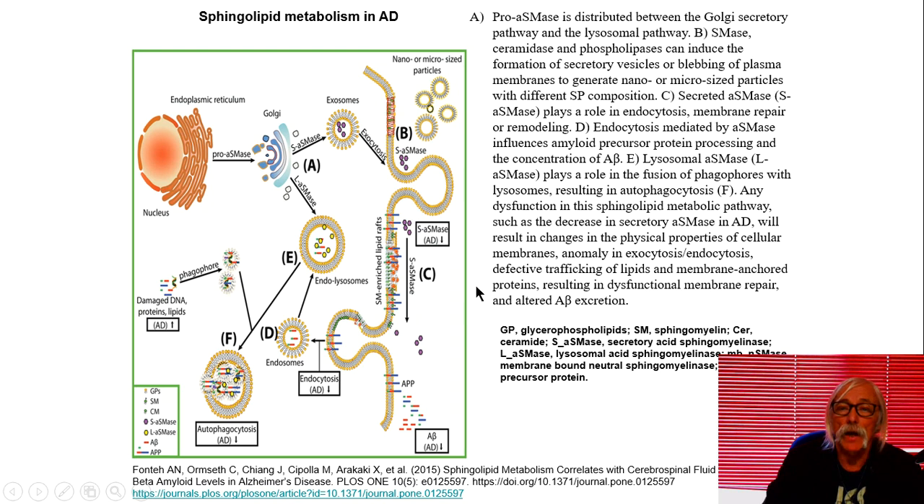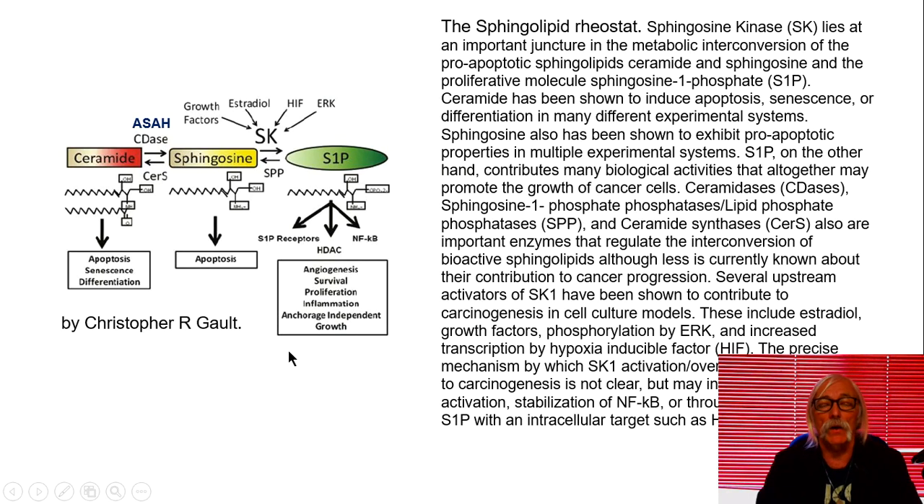Okay. Anomaly in exocytosis, endocytosis, and defective trafficking of all these lipids and membrane-anchored proteins that go along with these endosomal raft complexes, resulting in a dysfunctional membrane repair and an altered A-beta excretion pathway. All of this is what happens to sphingolipid metabolism in prodromal early stages of Alzheimer's disease, way before symptoms show up. Okay. A lot of things going on here.